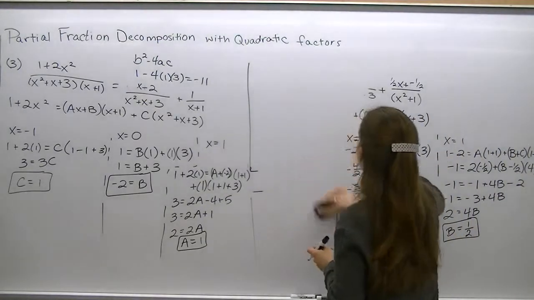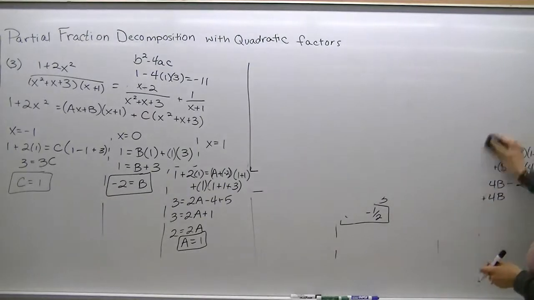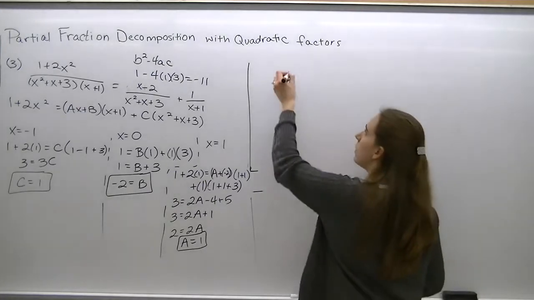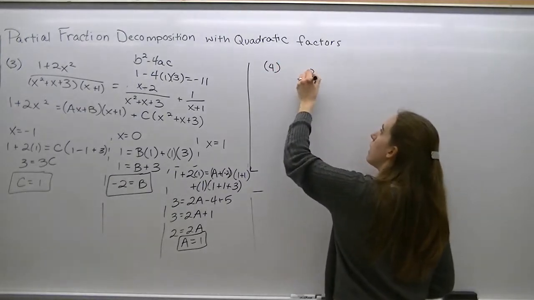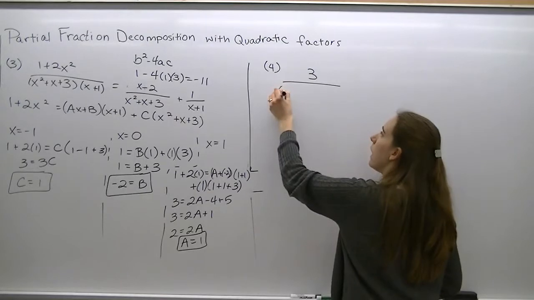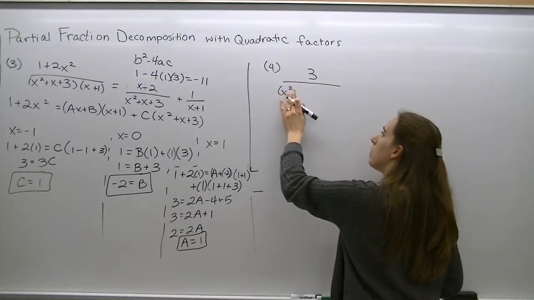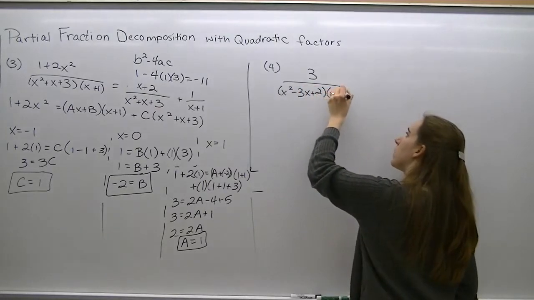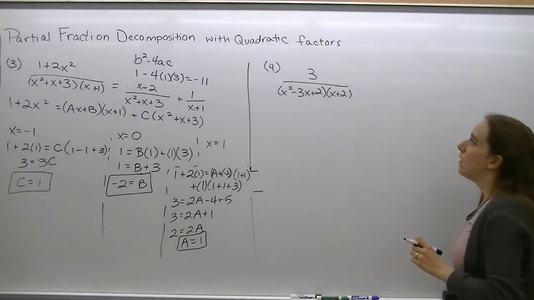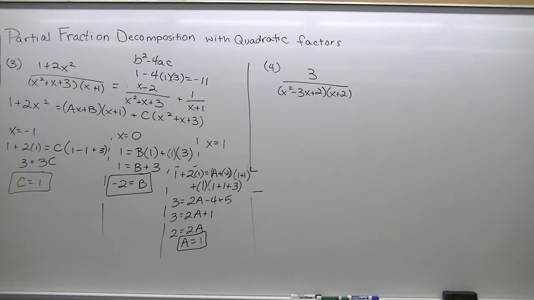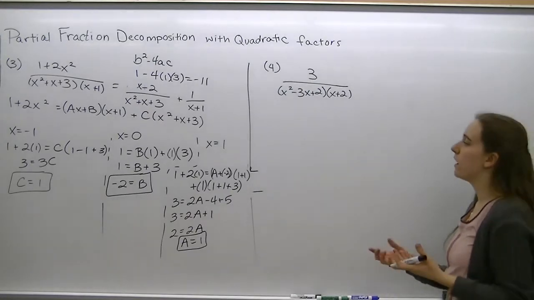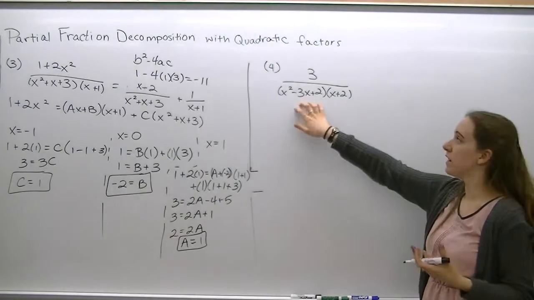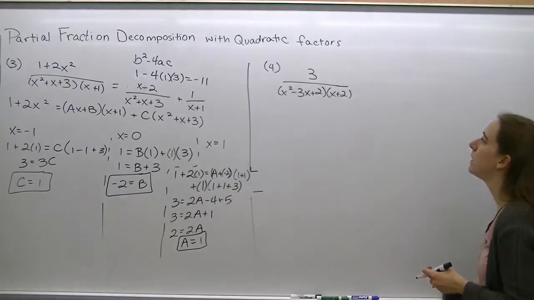Let's look at one more example. So let's take 3 over x squared minus 3x plus 2 times x plus 2. So notice we have a quadratic factor and we have a linear factor. But we should double check to make sure that this quadratic can't be factored or doesn't have real solutions first.